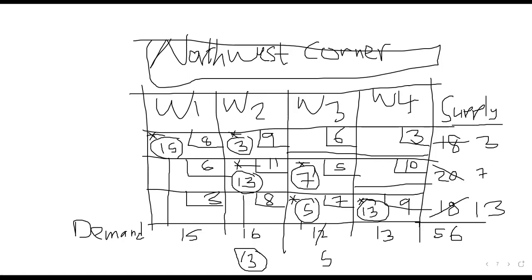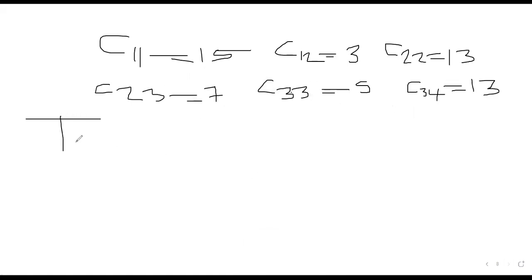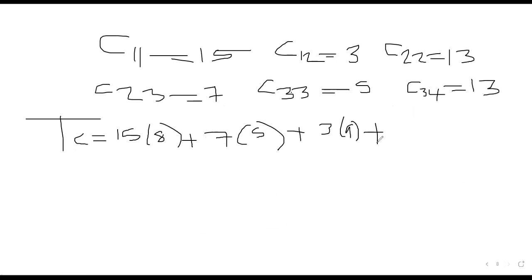All right, so from here you can now find the total cost, which is 15.8 plus 7.5 plus 3.9 plus 5.7 plus 13.11 plus 13.9.